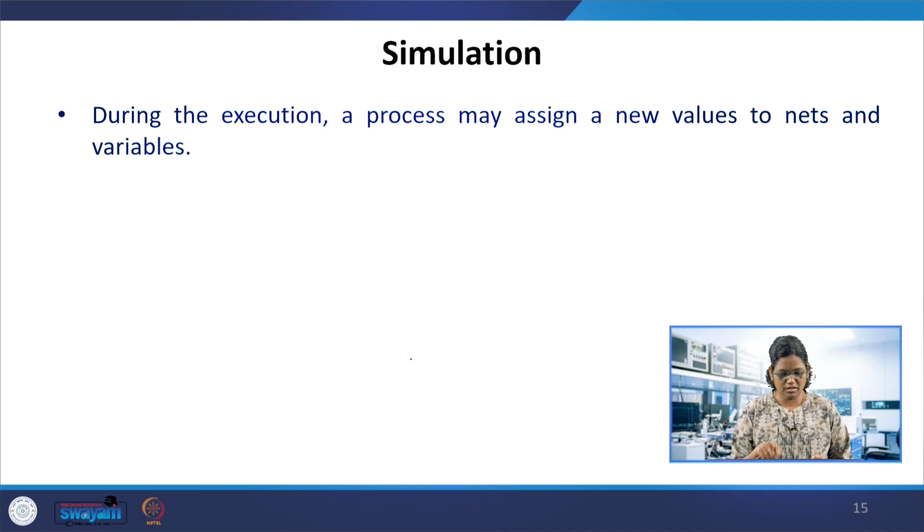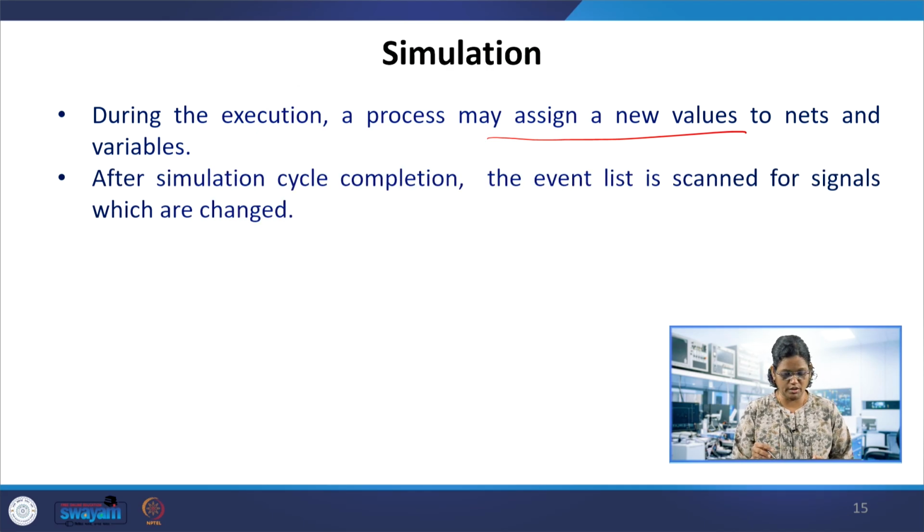During the execution or completion of the processes in one simulation cycle, there may be changes in net values or variables. Those are updated, and then the event list is looked into. After this simulation cycle, the event list is scanned again to see which event has to be taken care of after the updating of the nets and variables.